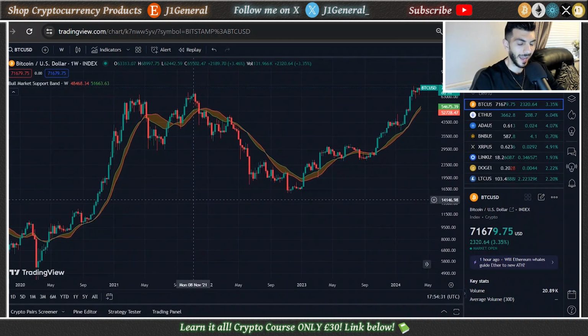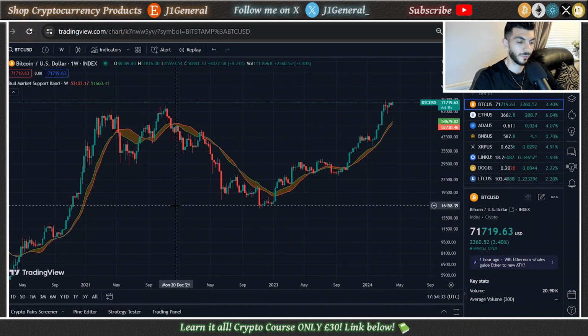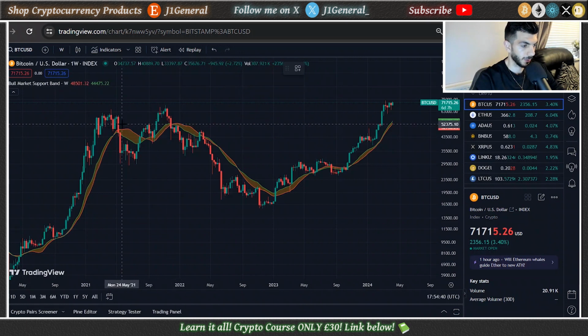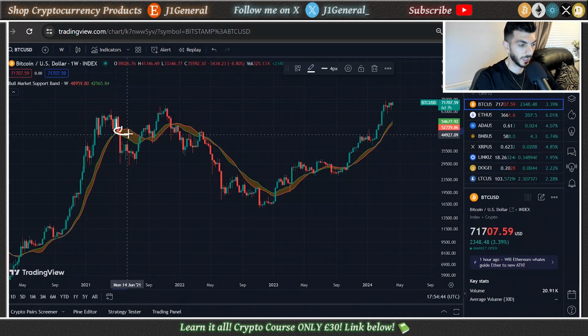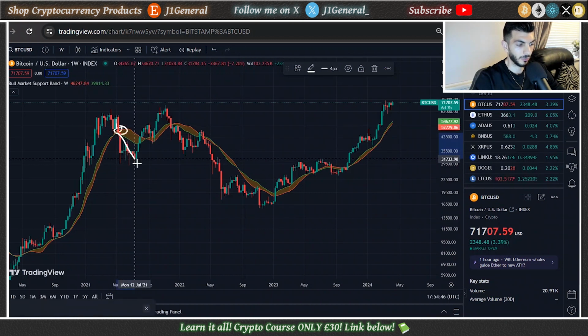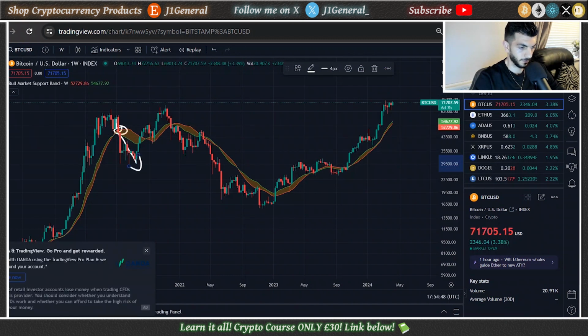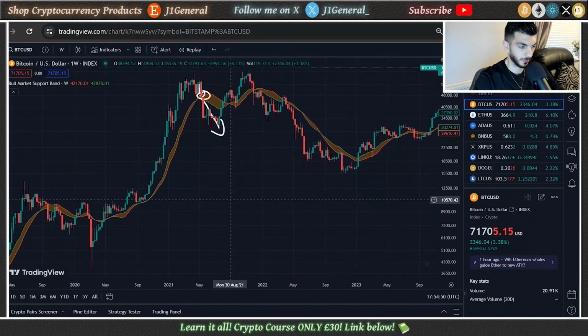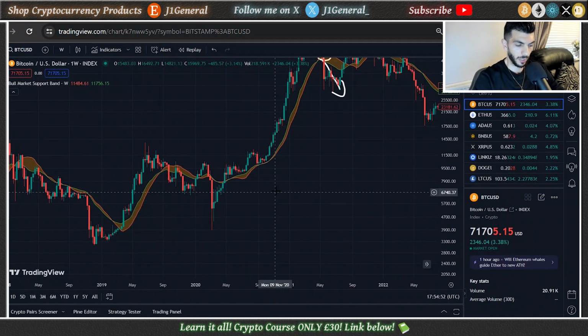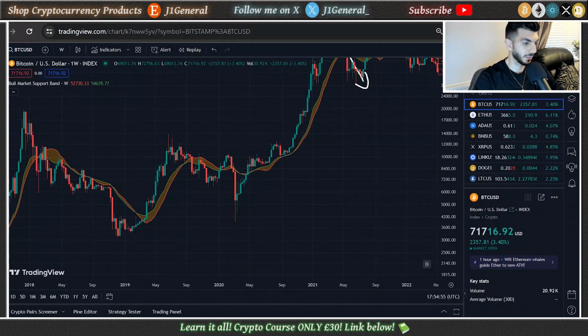But what happened when the bull market support band finally caught up with price action? Bitcoin crashed down to it. It could not hold it as support, and then Bitcoin crashed 50%. 50% it crashed.